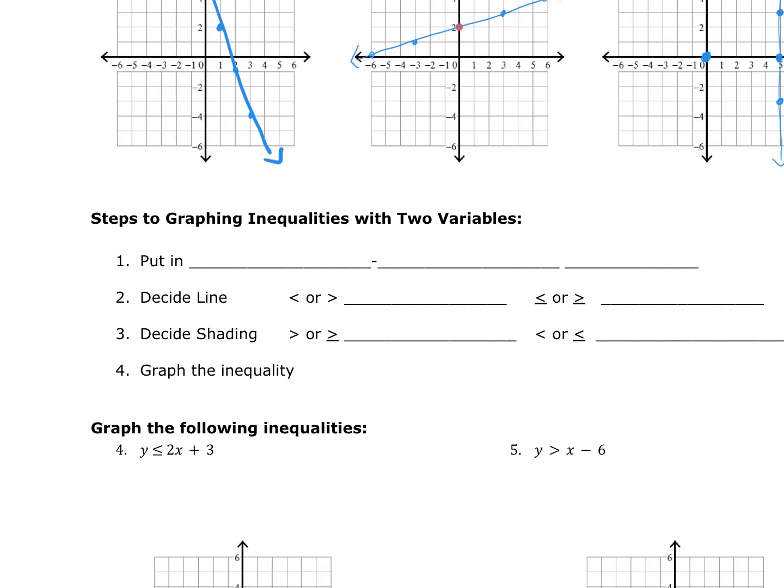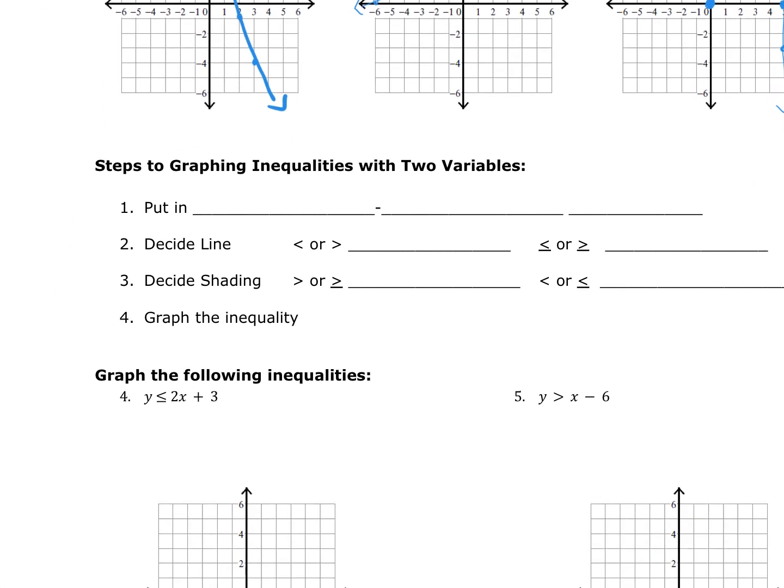Okay, so now we're going to get to graphing inequalities. So the other ones were not inequalities because they did not have greater than, less than symbols. So we are just going to graph them like you learned to graph before. But when we're doing inequalities, we're going to kind of follow the same process. So we want to put it in slope intercept form.